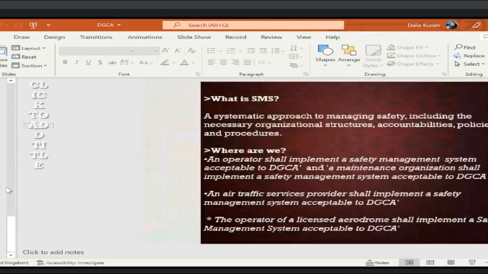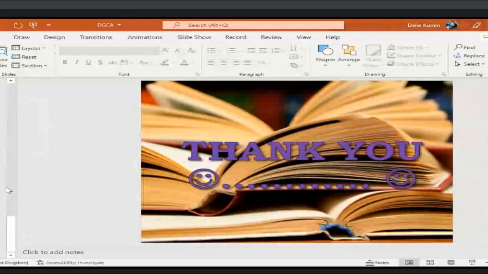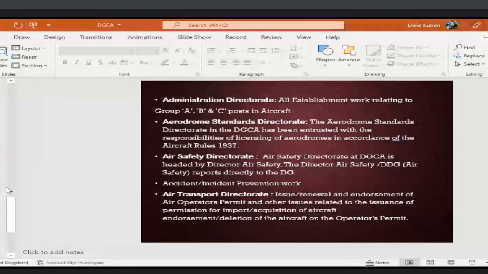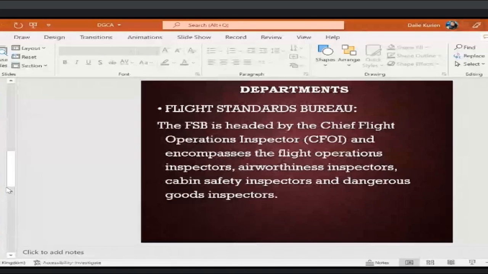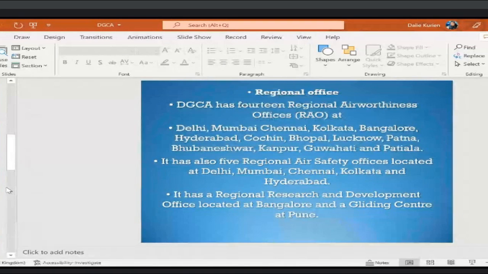Ma'am, can you please once open the eighth slide? Eighth slide. Is the one? Is this the one? Yes, ma'am. So I have a doubt on this. Go ahead, please. Ma'am, is this regional research and development under DGCA or ICAO, or all these are under ICAO?